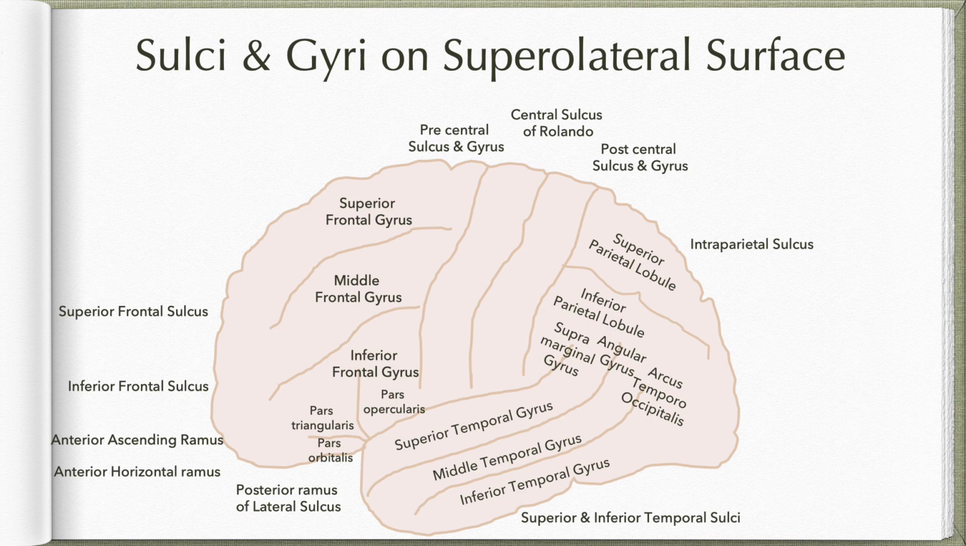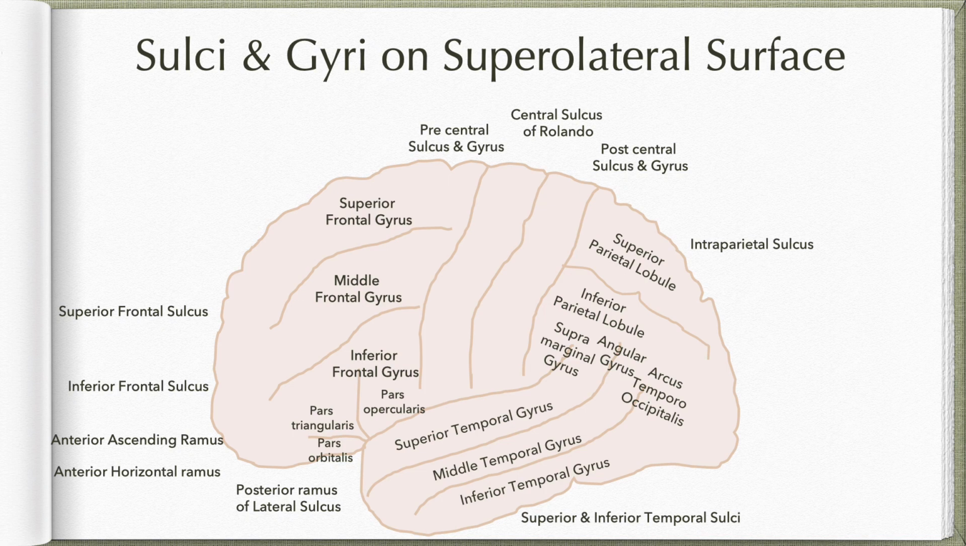That is, the postcentral sulcus marking the postcentral gyrus, then the intraparietal sulcus separating the superior parietal lobule from the inferior parietal lobule. Within the inferior parietal lobule, we have the supramarginal gyrus around the upturned posterior end of the posterior ramus of the lateral sulcus, the angular gyrus behind that around the upturned end of the superior temporal sulcus, and the arcus temporo-occipitalis around the upturned posterior end of the inferior temporal sulcus.